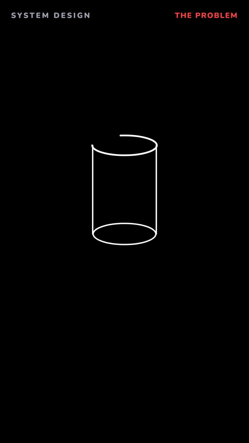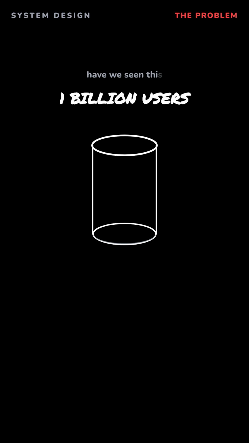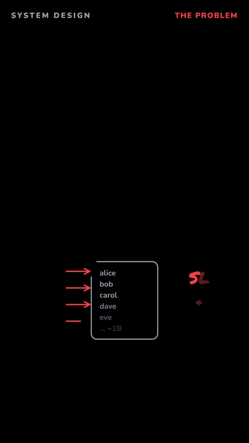Imagine you run a service with 1 billion registered users. The moment someone types a username and hits sign in, your system has to answer one simple question. Have we ever seen this person before? The obvious approach is to keep the full list of users in memory and scan it on every login. But 1 billion names is an enormous amount of RAM, and scanning it on every request is painfully slow.